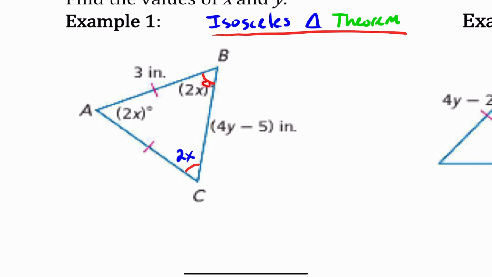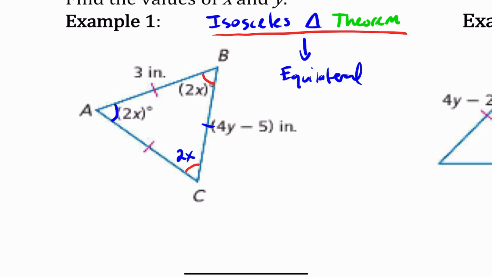Since this is 2x, this is 2x, and this is 2x, that angle is congruent to everything else. So this isosceles triangle now became an equilateral triangle, meaning that all the sides are congruent and all the angles are congruent. And an equilateral triangle is isosceles, because an isosceles triangle has at least 2 congruent sides. It's isosceles and it works.